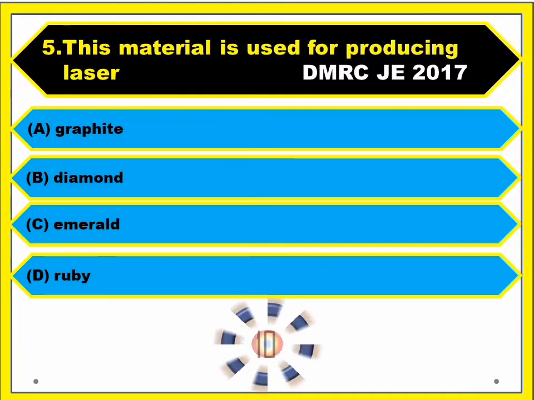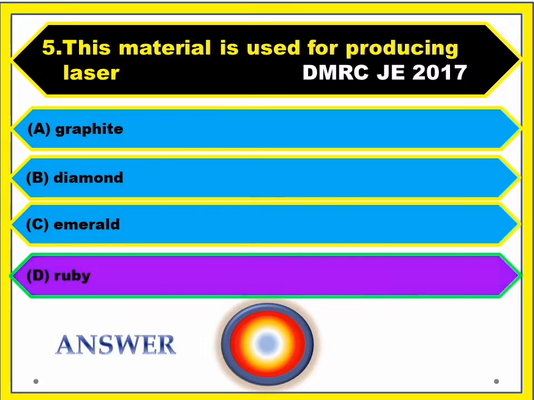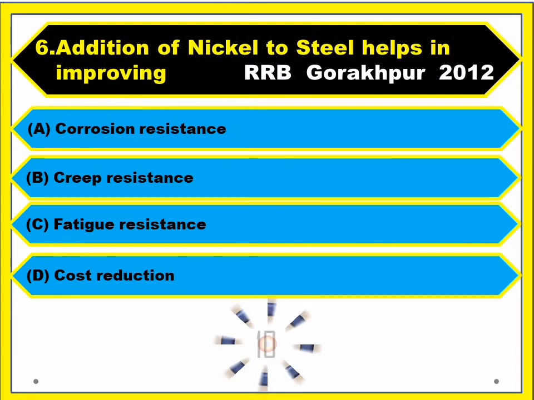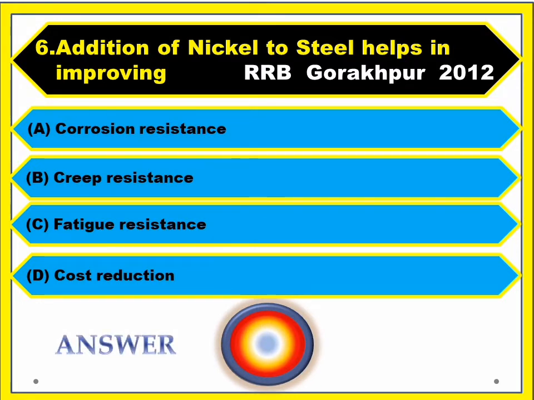Question number 5. This material is used for producing laser. Answer: ruby. Question number 6. Addition of nickel to steel helps in improving? Answer: fatigue resistance.